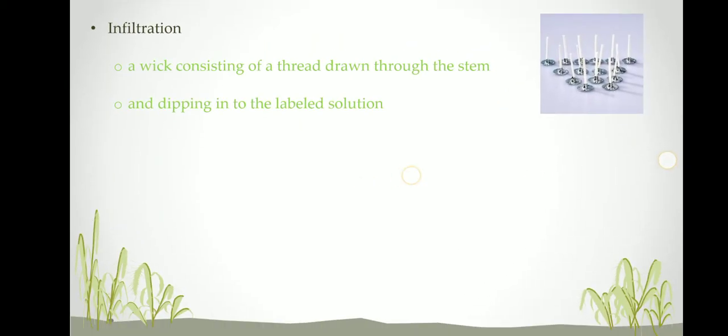So this wick and thread are dipping into the labeled solution, and this can be made into rigid stem by using a wick consisting of a thread drawn through the stem and dipping into the labeled solution. This method is used in plants rooted in soil or other support without disturbance to the root. റൂട്ടിനെ ഒന്നും ഡിസ്റ്റർബ് ചെയ്യാതെ തന്നെ നമുക്ക് പ്ലാന്റ്സിലേക്ക് ഇത് ഇൻട്രൊഡ്യൂസ് ചെയ്യാൻ പറ്റും.